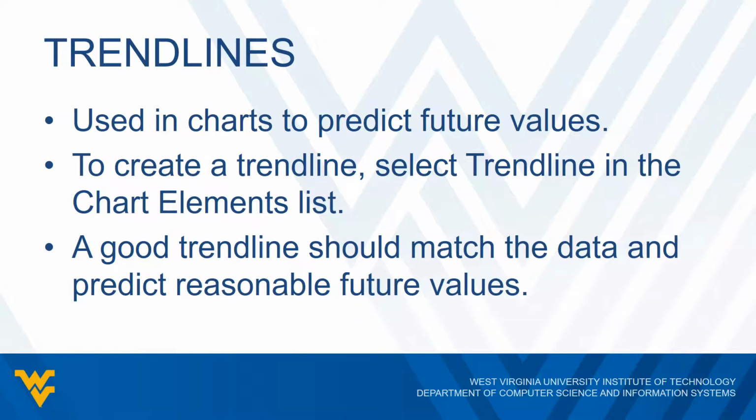In fact, a good trend line should match the data and predict reasonable future values. It's not going to come up with some exact formula for predicting stuff, but it can at least give you an idea. If the growth rate looks like it's going to be a polynomial growth rate, then you can apply that trend line and see what you should anticipate your data being down the road. Or if it looks like it's going to be a linear increase, then you can see what it would look like if you apply a linear trend line.